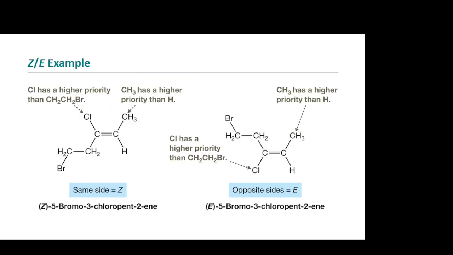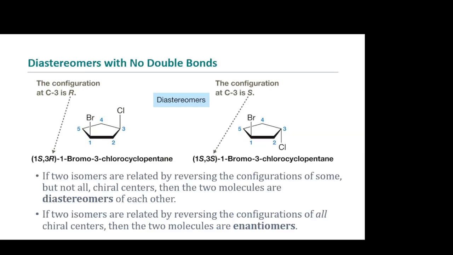Let's try this out. So, what was higher priority again, chlorine or carbon? Chlorine. What's higher priority, carbon or hydrogen? Carbon's higher priority. And so chlorine and carbon are on the same side, and that means it is Z, same side. If we have the chlorine again, highest priority, and carbon, highest priority on that side, they're on opposite sides, so that's going to end up being E. Very good. Okay, we can also do this for rings, of course.